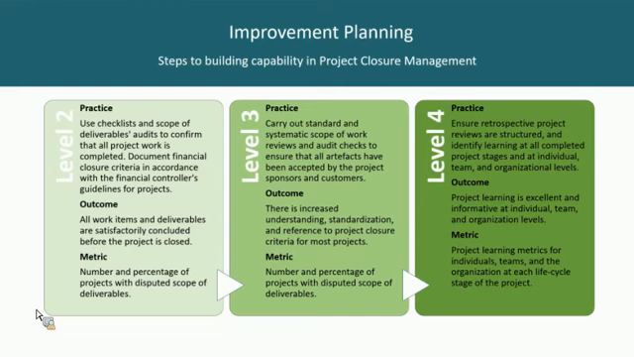And I won't go through everything that's on the screen here, but I'm going to pick one critical capability building block to focus on. And in this case, it's project closure management. Now, if we have a look at a level 2 practice there, use checklists and scope of deliverables audits to confirm that all of the project work is completed. It's not very advanced. That's not groundbreaking stuff. But most organizations are not even doing that.